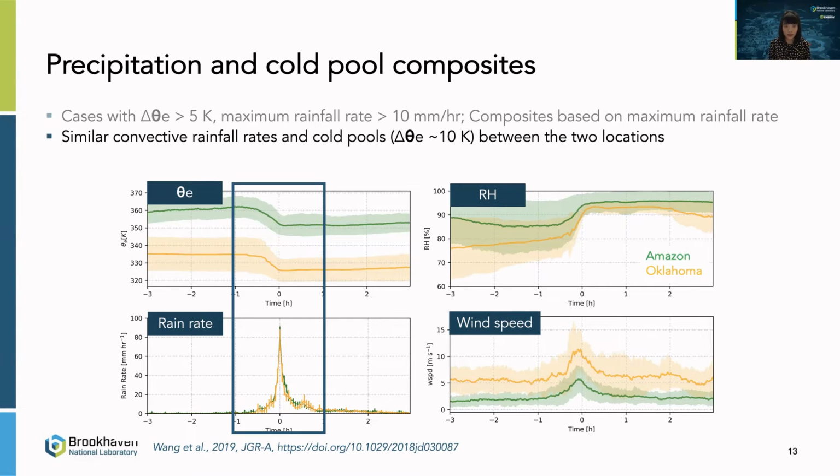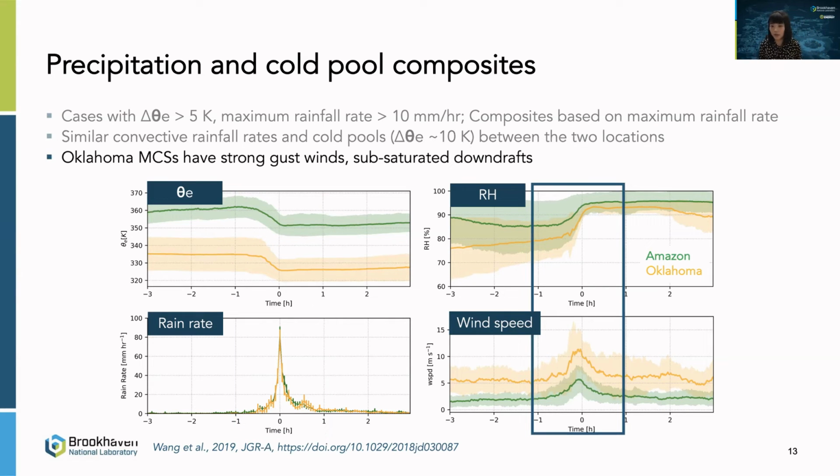You can see that these two locations show very similar cold pool strength and precipitation patterns. The drop in surface theta E is roughly 10 Kelvin, and the peak of rainfall rate exceeds 80 millimeters per hour. However, you do see some differences in terms of the relative humidity and wind speed. They both experience an increase in relative humidity at the leading edge of the cold pool, but the Amazon cases are more saturated. However, the Oklahoma cases show a stronger gusty wind at the surface.